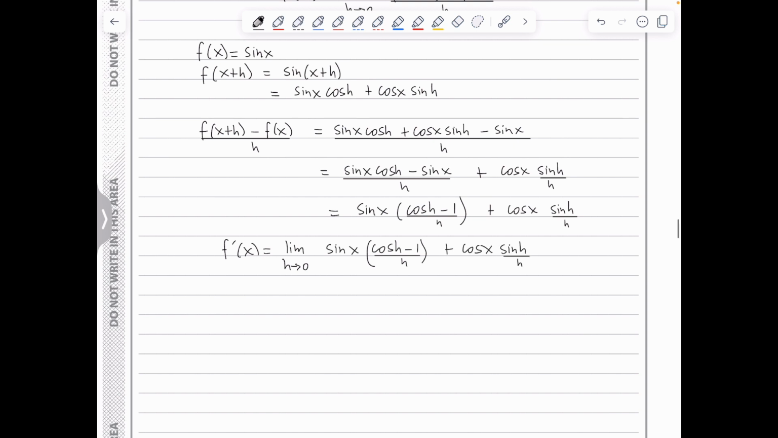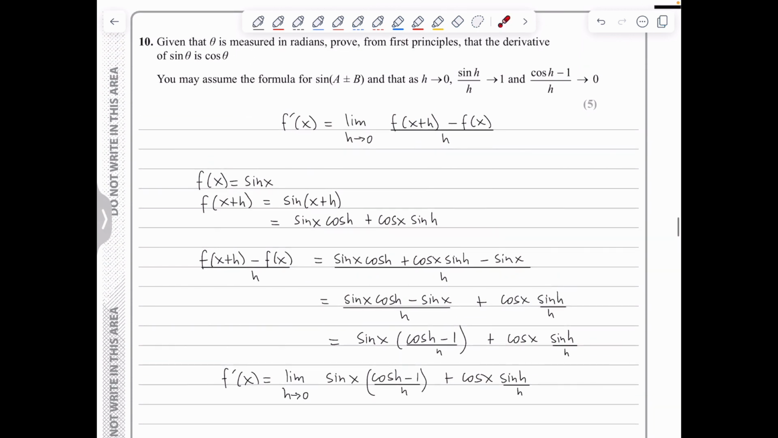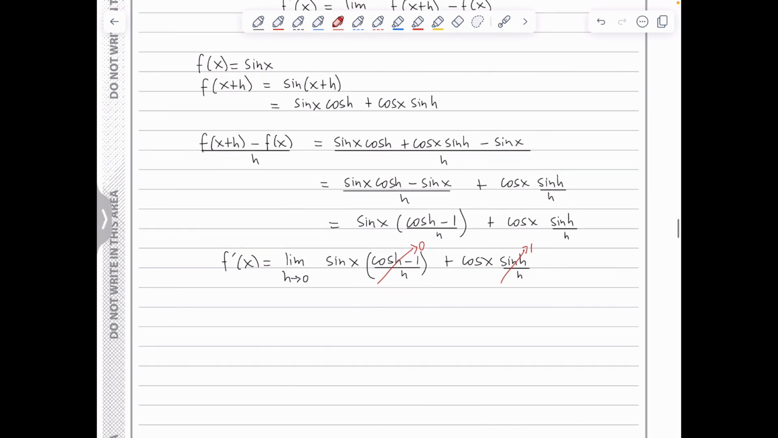And now it's time to use the given information. Sine of h over h goes to 1 as h goes to 0, so this will go to 1, and the cos h minus 1 over h will go to 0, so this goes to 0, and therefore we are simply left with cos x. So we have just shown that the derivative of sine x is cos x from first principles, as required.